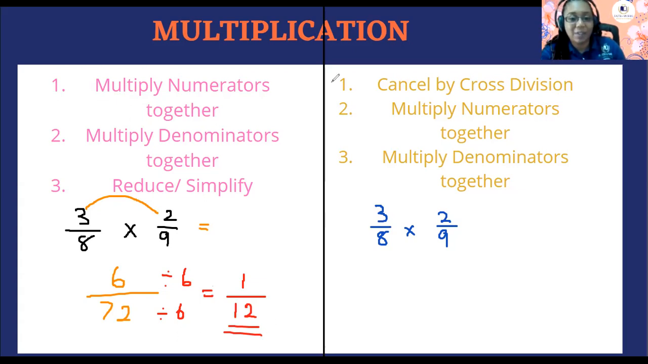Let's look at the next side of the screen now. Cancel by cross division. Then you multiply numerators together. Then you multiply the denominators together. So cross division, what does that mean? Canceling out by using cross division. You're looking at opposite numbers, or sometimes even right here on top of each other.